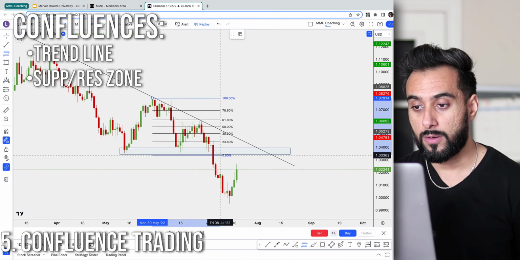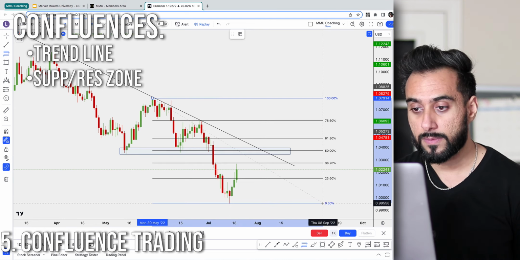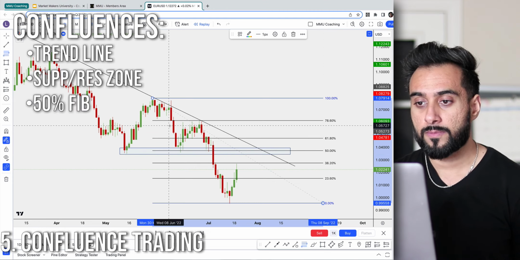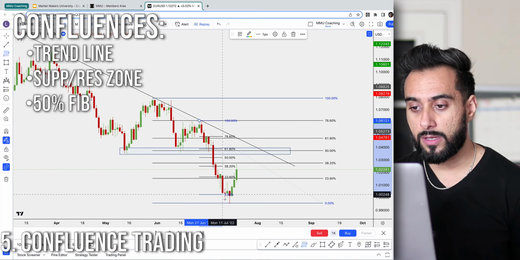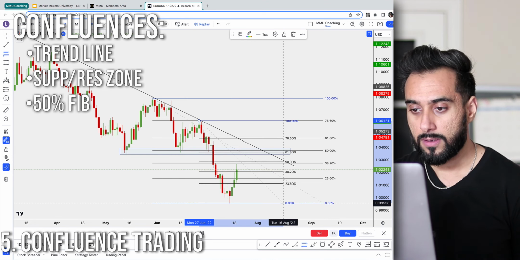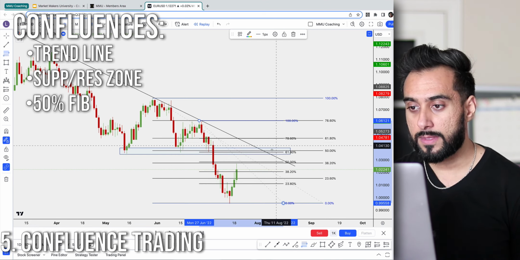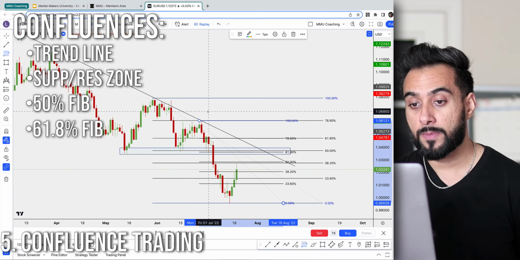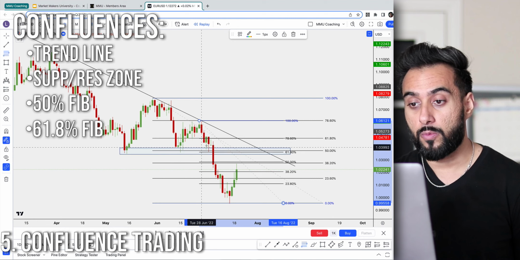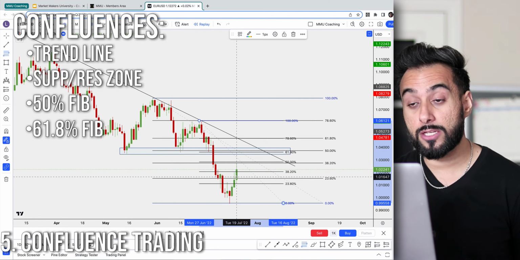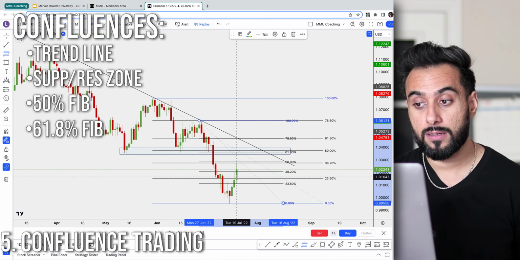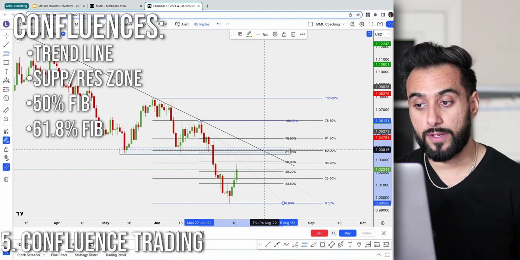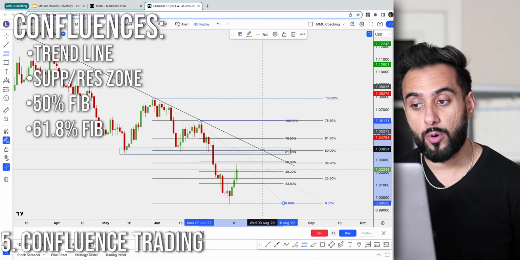The first one, all the way to the lowest point, lines up with the 50 fib. And let's say we drew the fib from here to here as well. This one lines up with the 61 fib. So we have four things right now. We have a trend line. We have a zone that has now been broken, so we're looking for the potential break and retest. Then we have our 50 fib. Then we have a 61 fib. All these four things lining up over here.